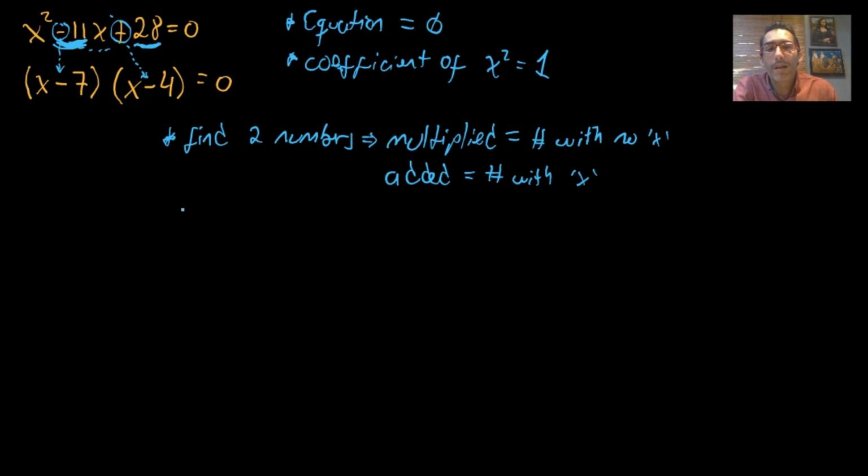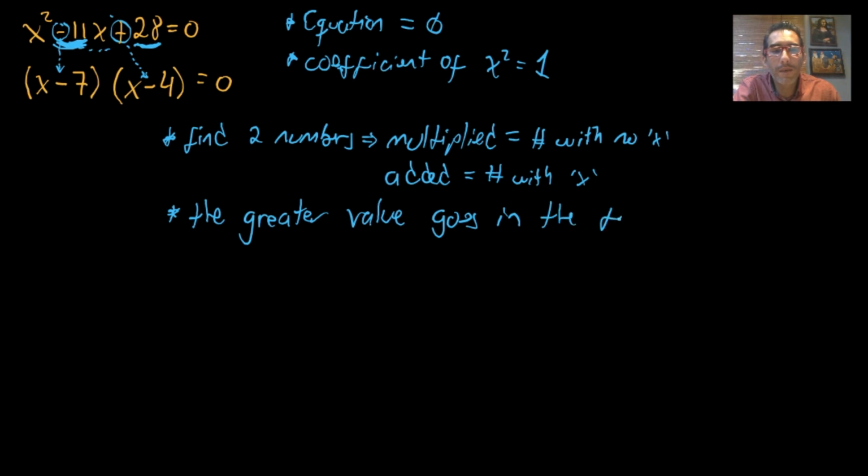Another important thing for us to remember: whenever you find those two numbers, the greater of the two, the one with the greater value, always goes in the first parenthesis. In this case the numbers were 7 and 4, so the 7, the greater value, goes in the first parenthesis. That is a convention, and later on, doing some exercises, you will see why this is important.